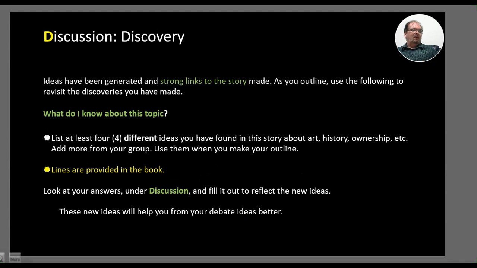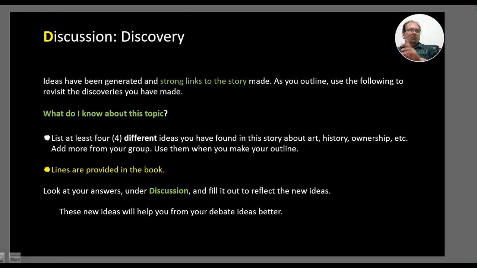Ideas have been generated and strong links to the story made. Vocabulary links you to the story. Your other ideas link you to the story. And as you outline, use the following to revisit the discoveries you have made. So what do I know about this topic? That was our first question.